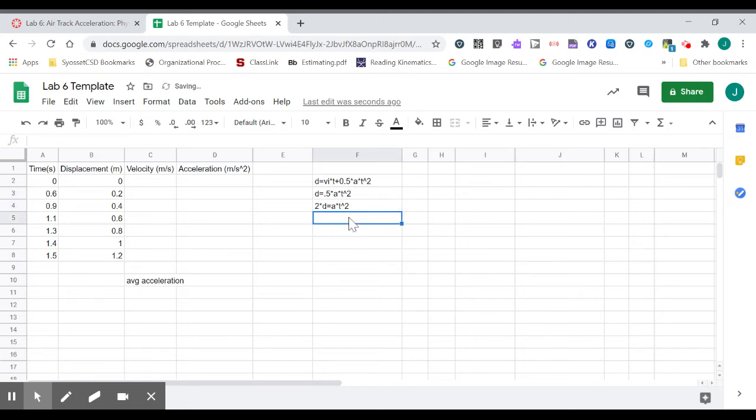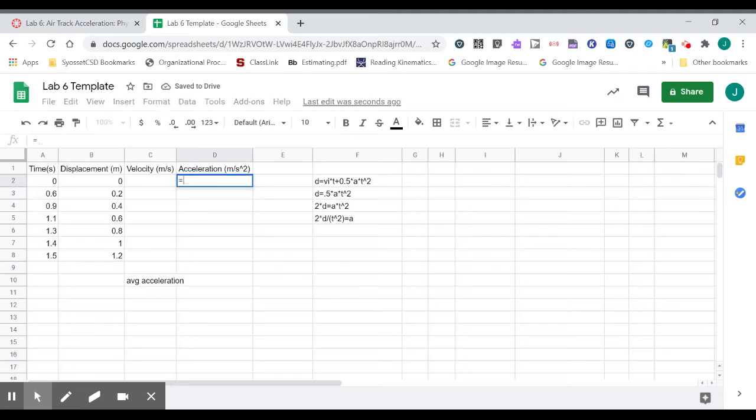So next up, 2 times d divided by, put this in parentheses, t squared, because you want to make sure that only the t is squared, equals a. All right. Now, why did we do that? That actually tells us the equation we have to put into this column here to get our acceleration.